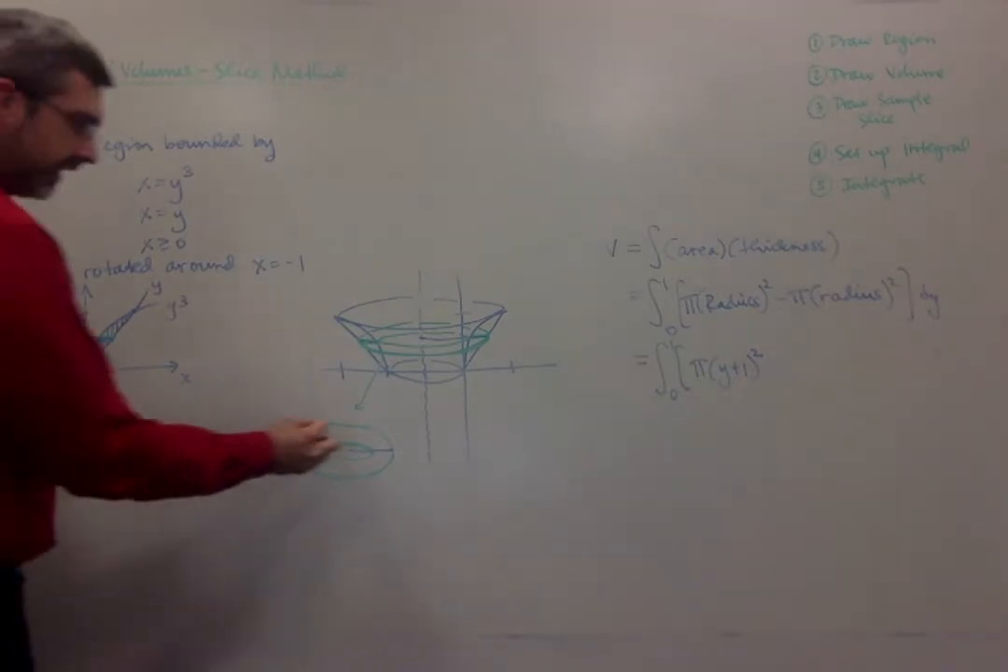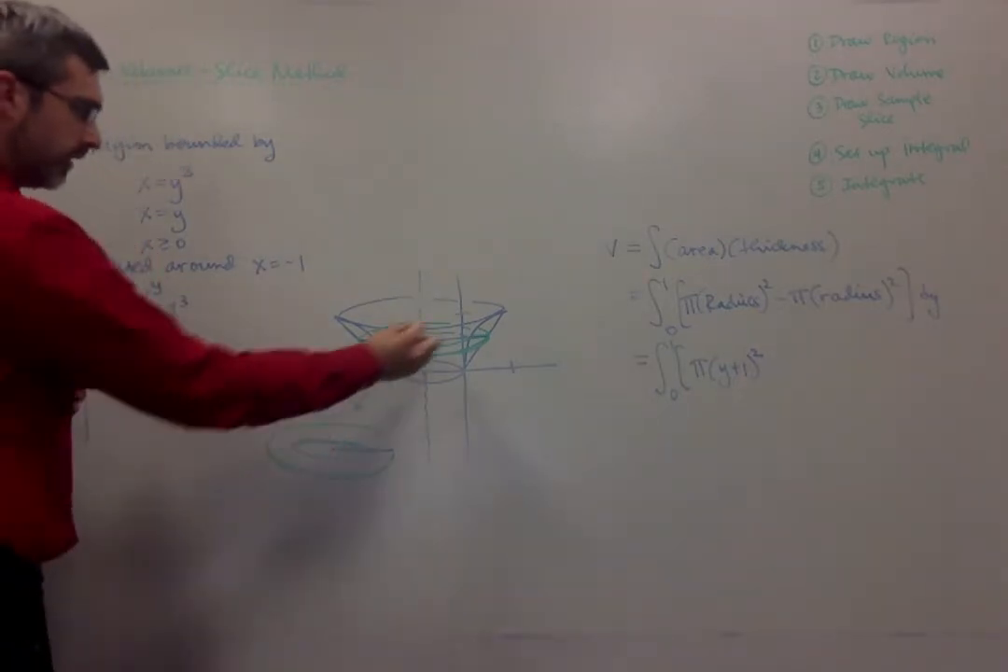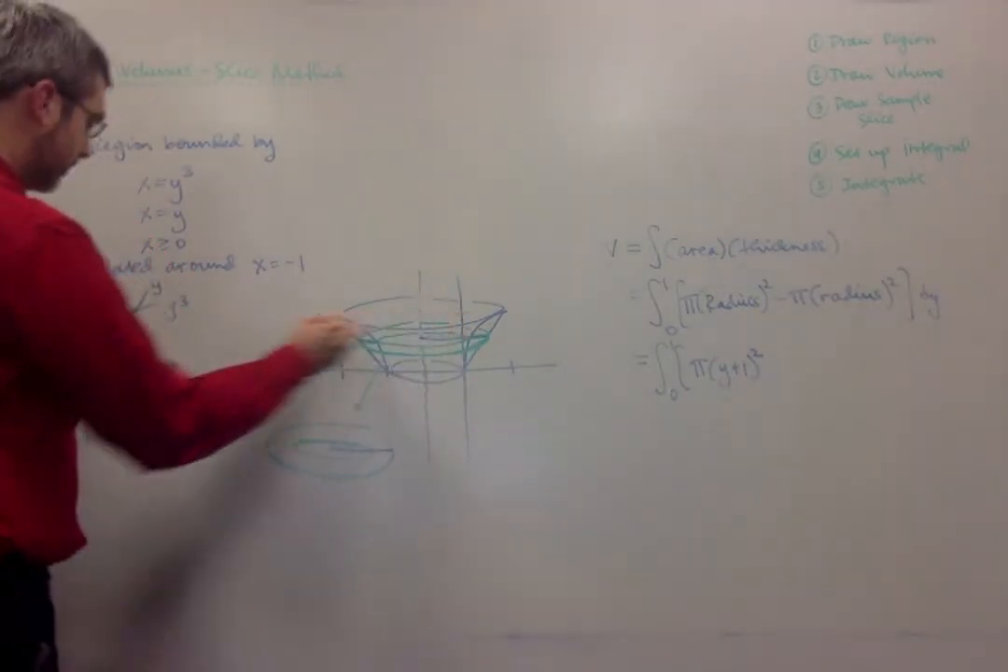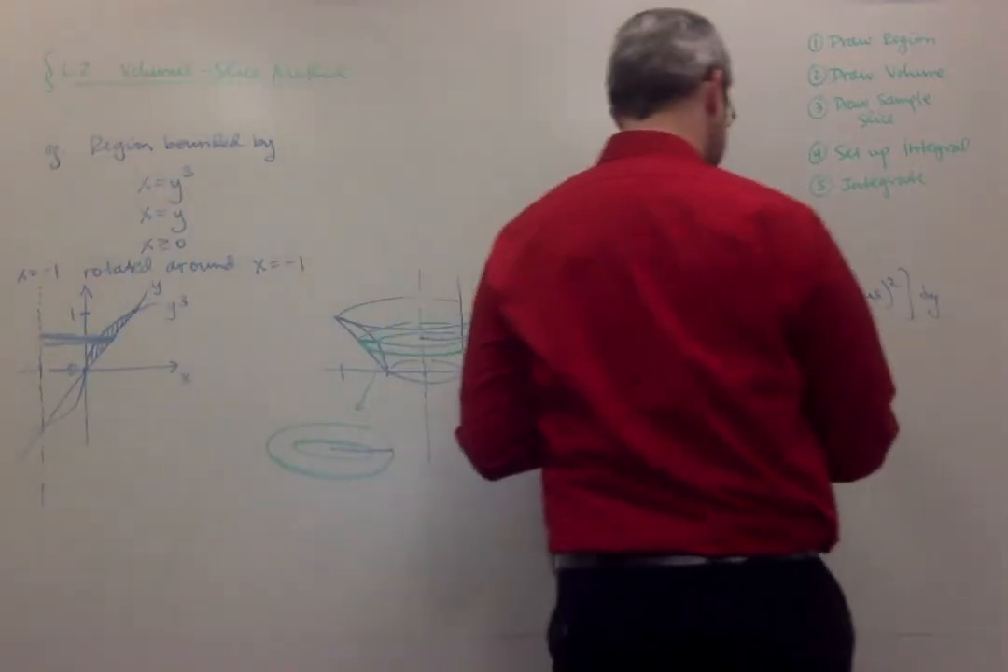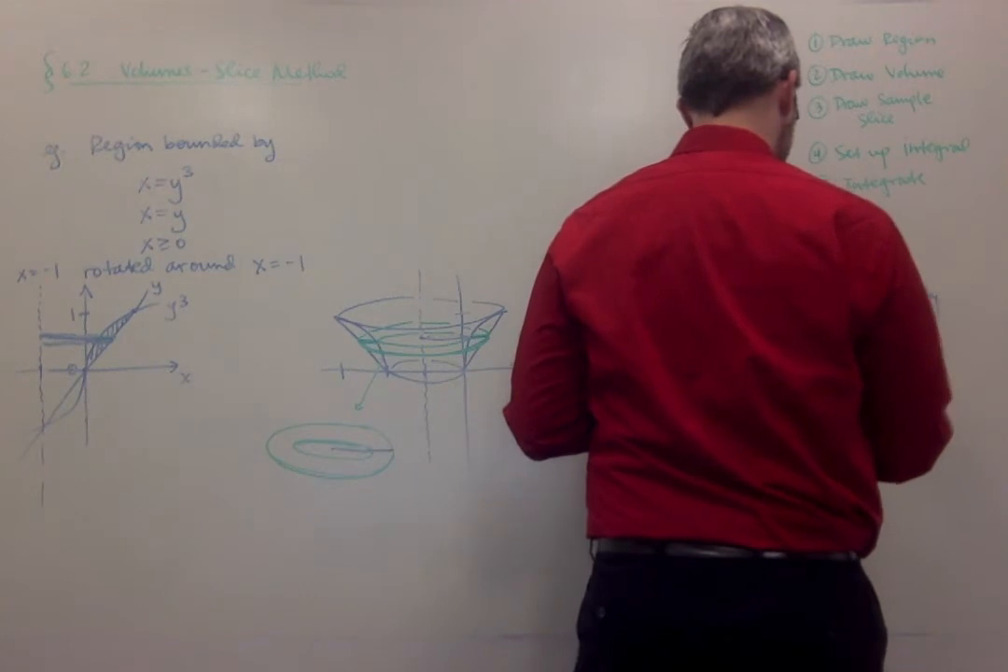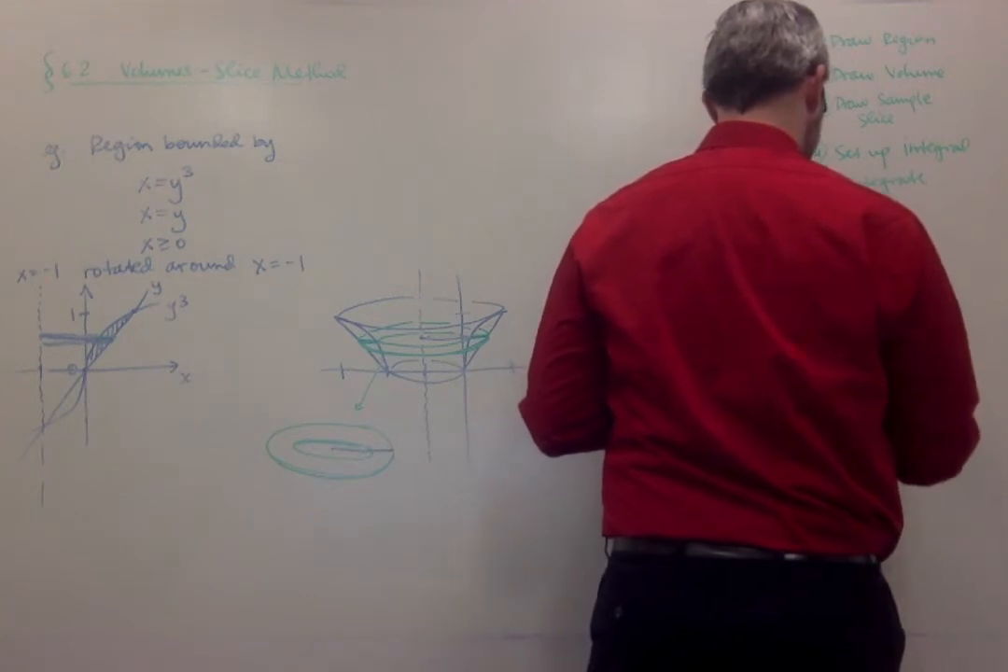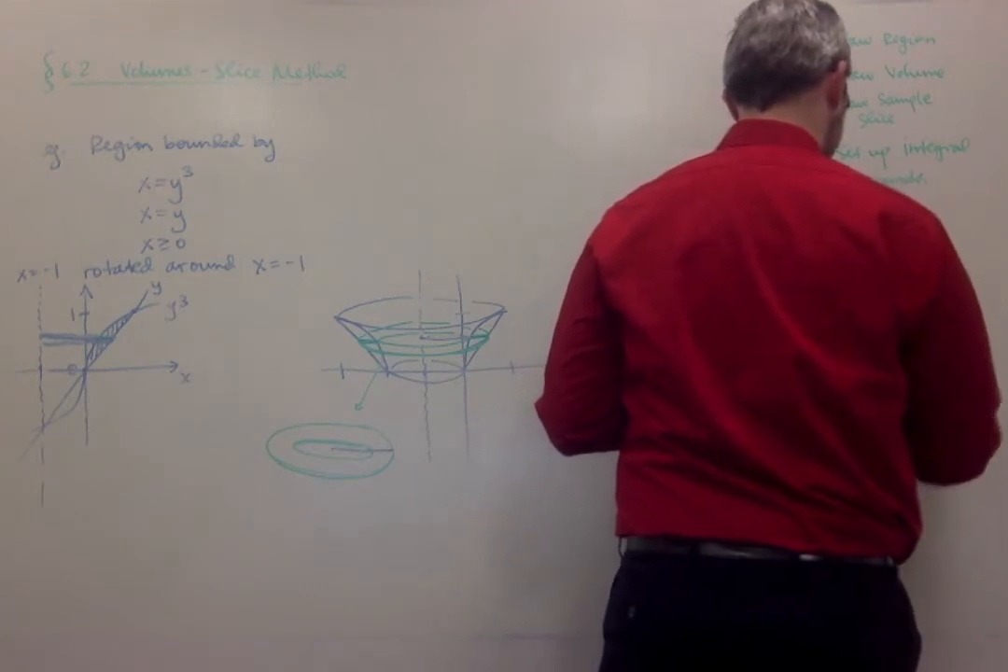Okay, the little radius is right there, which is the bottom of this thing. If I have my head tilted this way, the bottom function is y cubed, so this is going to be y cubed plus 1. So the smaller radius is going to be y cubed plus 1 quantity squared.